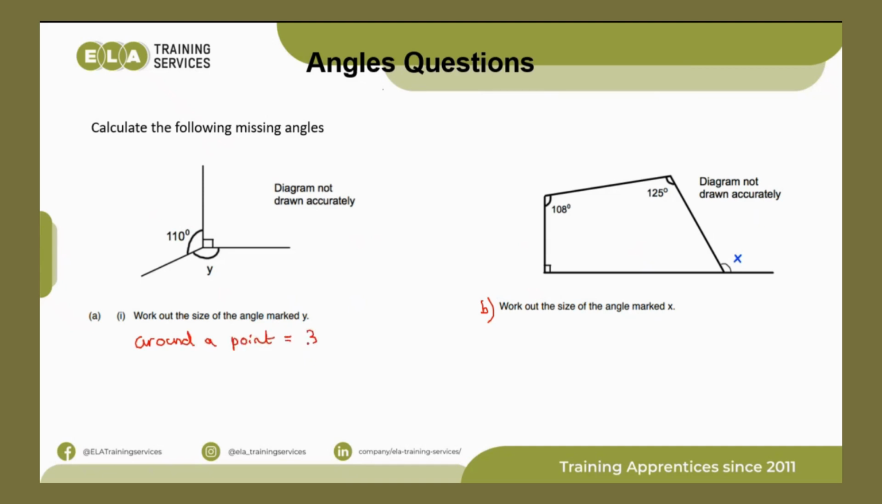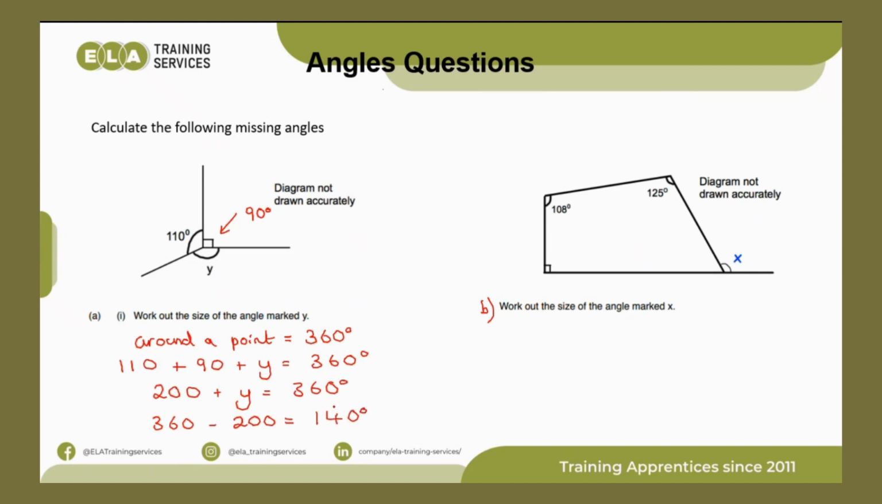which we know is equal to 360 degrees. And we've got 110, y, and then here we know that this is 90 degrees. So 110 add 90 add y must equal 360 degrees. And we know if we add 110 and 90, so 200, add y equals 360. We then want to work out what y is, so 360 take away 200, and we're left with 140 degrees. So y is equal to 140 degrees.